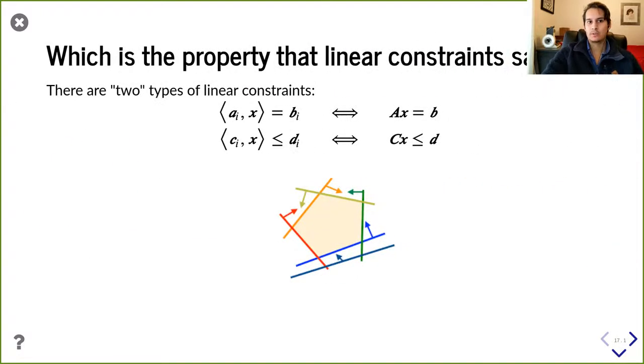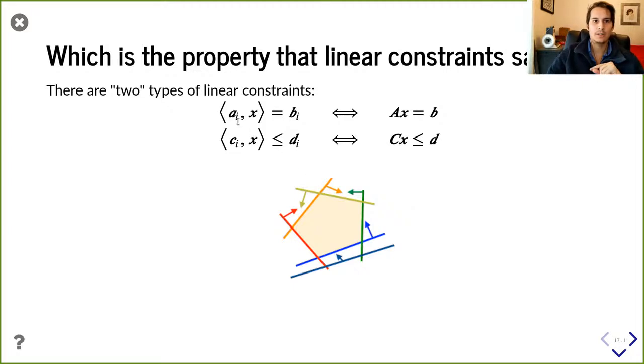Why are the linear constraints important? Because if you have these two types of linear constraints, the equality linear constraint and the inequality linear constraint, you can define a region, if you have inequalities or equalities, which satisfies some particular properties. Does anyone know which property this region has? You saw it in class, right? It is a convex region. Exactly.